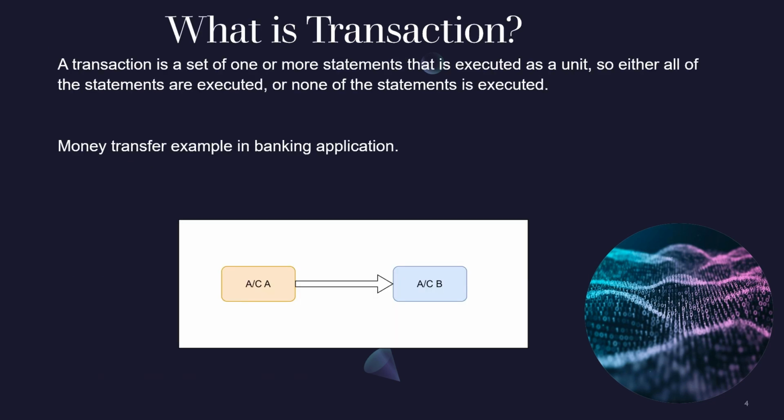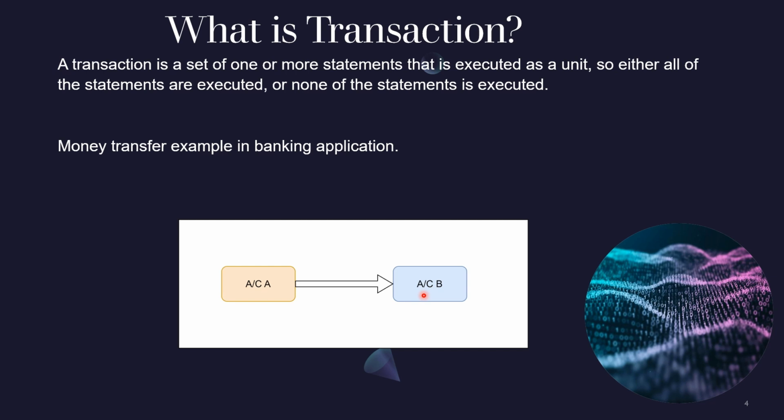So what is a transaction? A transaction is a set of one or more statements that are executed as one unit. So either all of the statements are executed or none of them is executed. For example, we'll take one example of money transfer. Consider there are two accounts, account A and account B. Whenever we are transferring money from account A to account B, we will be doing two operations. The first operation will be deducting the amount from account A, that is called a debit, and crediting money to account B, that is called a credit.